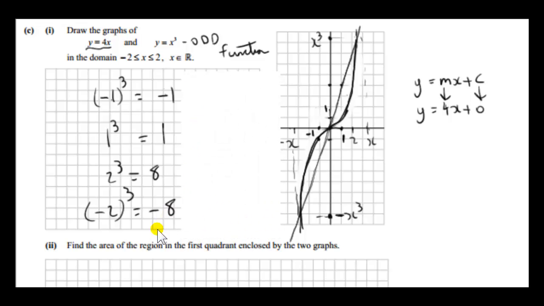Right, we want the area of the region in the first quadrant enclosed by the two graphs. This region here. So this is the first quadrant. Now, what we do is we get the area between the curve and the x-axis in this quadrant by integrating from 0 to whatever the x value of this point is. So we have to find the x value of this point, and that will give us the area under the curve.